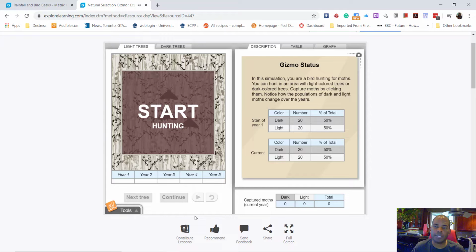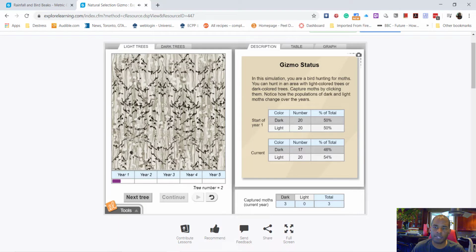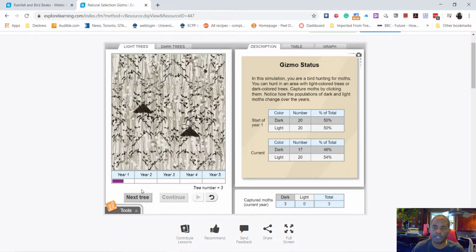Every time you see a moth, you're going to click on it. So you're eating it. Some of the moths are light and some are dark. Obviously the light ones are more challenging to see. The dark ones are easy, so I'm going to see those really easily. I'm going to click on next tree each time, and it's timed. So I'm trying to collect as many of these as I can.